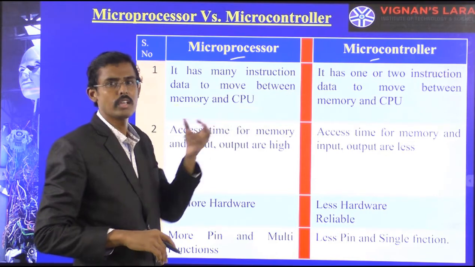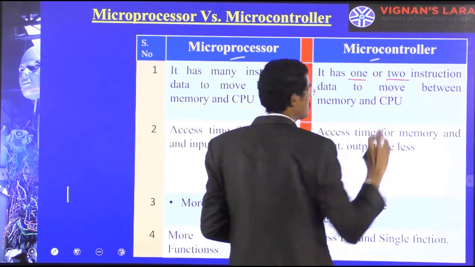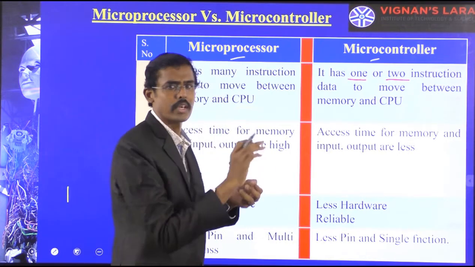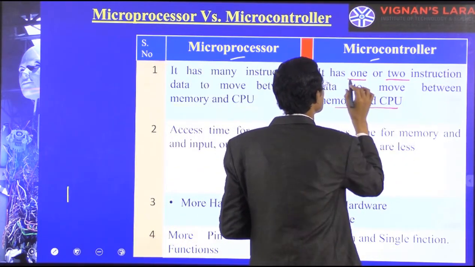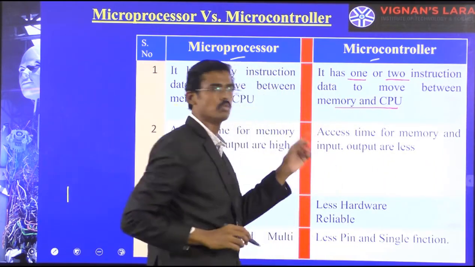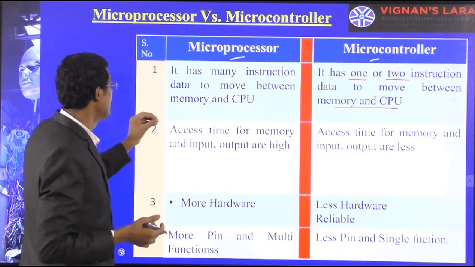But in the microcontroller it is a specific job. It has only one or two instructions, a specific job to operate, yes or no. Data to move between memory and the CPU is just one or two instructions or data to move. But here in the microprocessor there are many more instructions, many programs, many instructions.